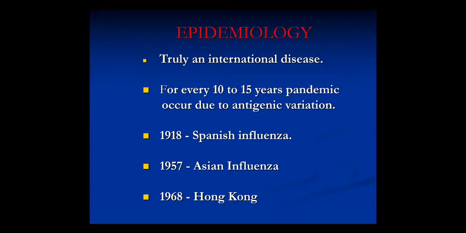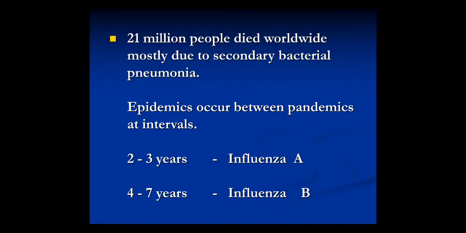Okay. And you can see that in 1918 we had Spanish influenza. In 1957 we had Asian influenza. In 1968 we had Hong Kong, and so on. Recently we have COVID-19, which has affected us. So we can see that 21 million people died worldwide, mostly due to secondary bacterial pneumonia. And again, when it comes to COVID, most of the severe cases are mainly because of pneumonia, and that's where most of the elderly population is dying if they're infected with COVID-19.